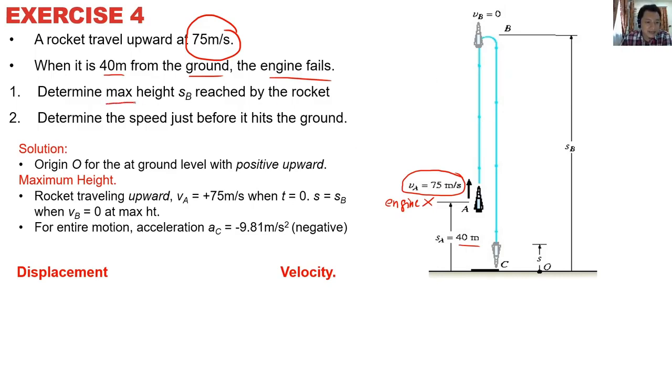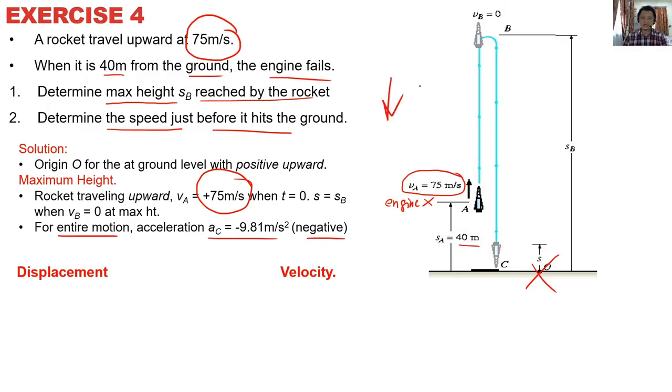So determine the maximum height that is going to be reached by the rocket and determine the speed just before it hits the ground at the floor here. The rocket is going up at plus 75 meters per second. For the entire motion, acceleration g is negative 9.81, which is going down.